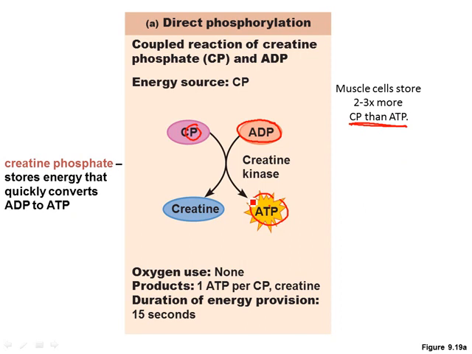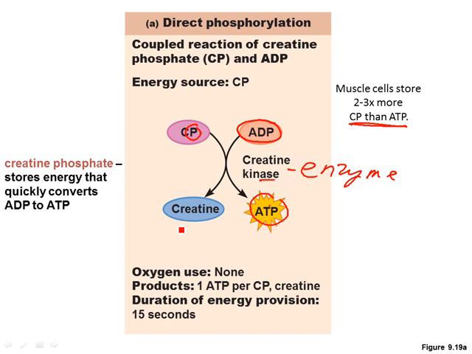This creatinine kinase, you probably already know what that is. What's the ASE mean? It's an enzyme. So it's a catalyst. So it causes this reaction to occur very, very quickly. So it's an enzyme that causes the reaction of creatinine phosphate plus ADP to become creatinine and ATP really quickly, and it's a very fast way to get energy.